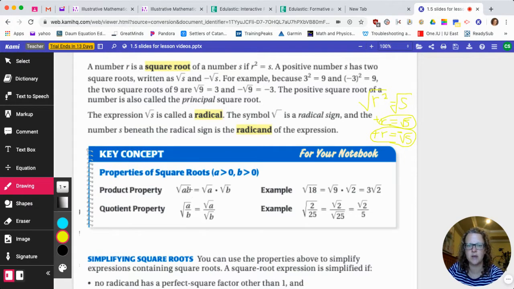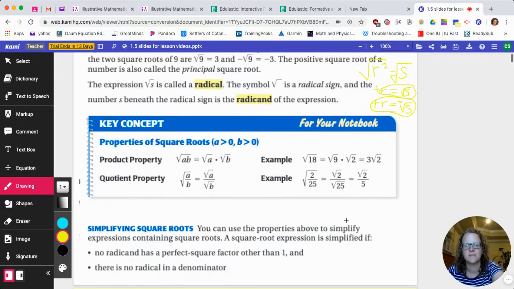Here are some properties. So when I have two numbers multiplied underneath a radical, I can separate them. When I have two numbers divided underneath a radical, I can separate them. My example would be root 18 is the same as root 9 times root 2, which is the same as 3 square root 2. If we have this up and down, I can separate that into root 2 over root 25. The square root of 25 is 5, so that's root 2 over 5. And notice we're using the principal square roots here, and it's fine.